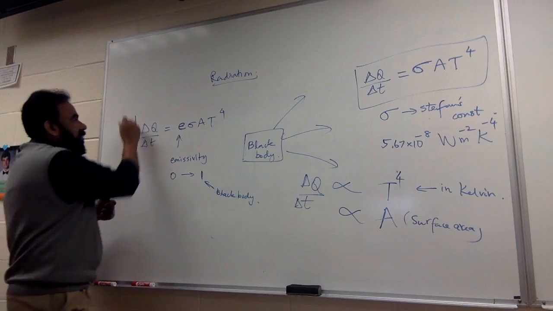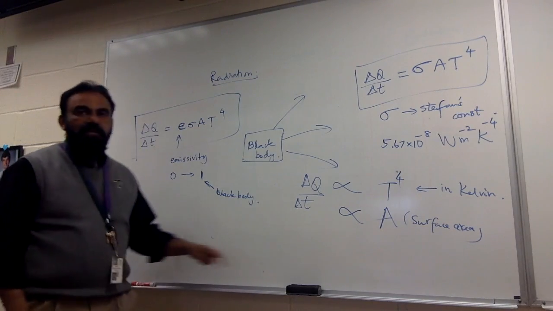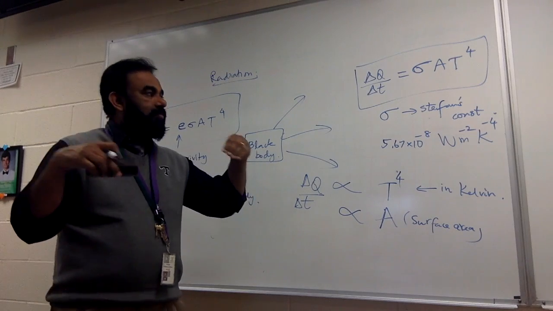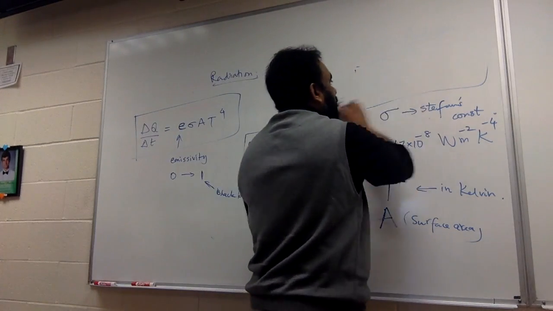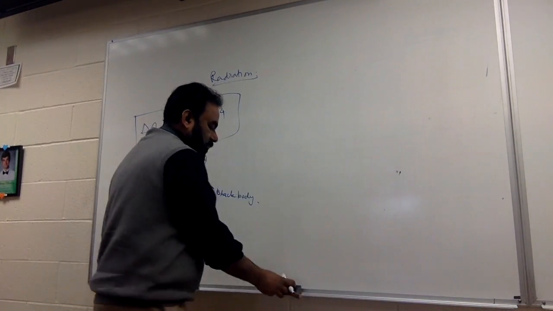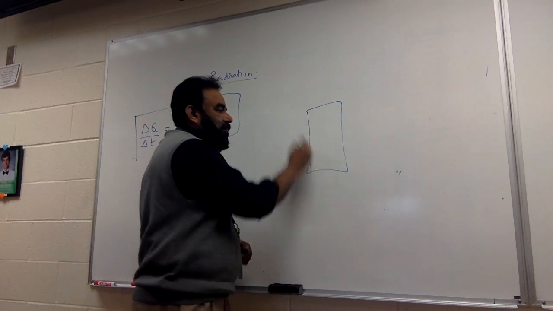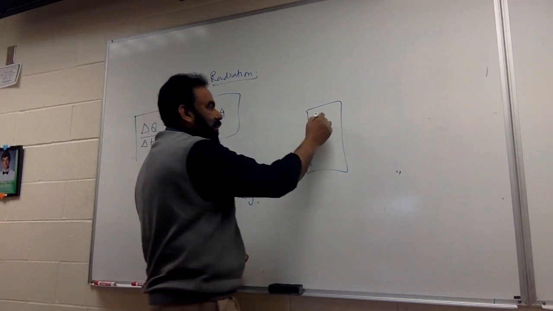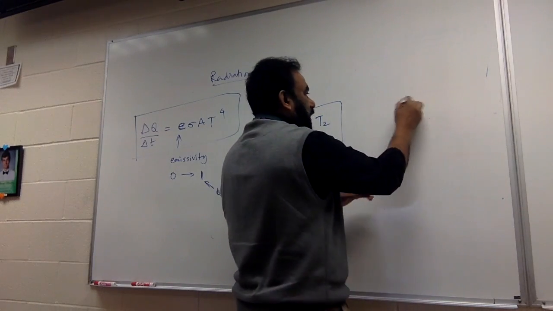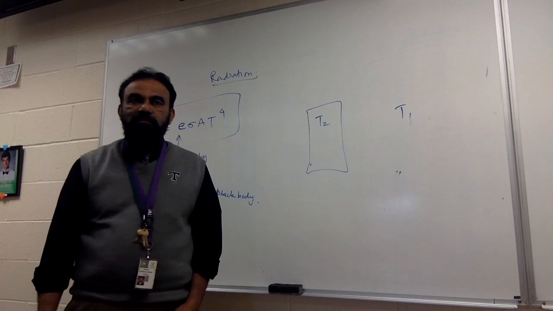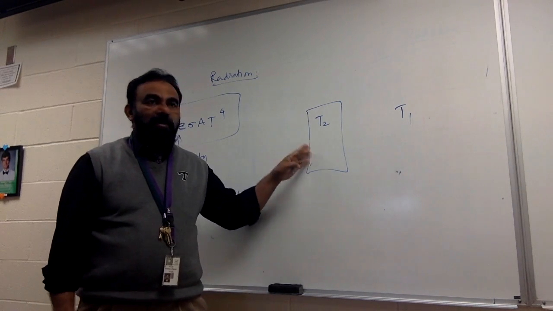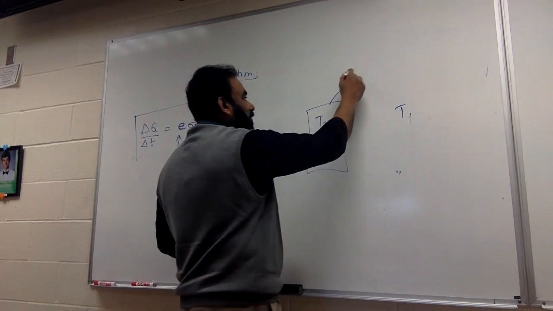Yeah, so for radiation, this is the equation. Now what is happening right now in this room? That is me. I am at a temperature T2. And this is a room that is at a temperature T1. Okay? So am I emitting radiations?